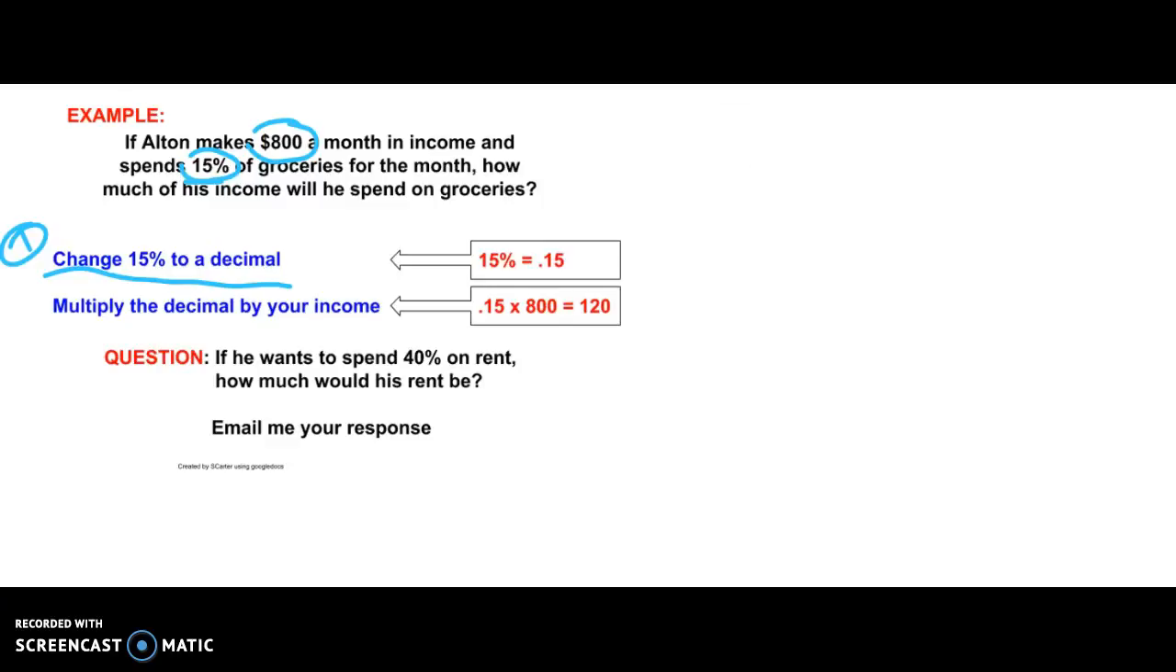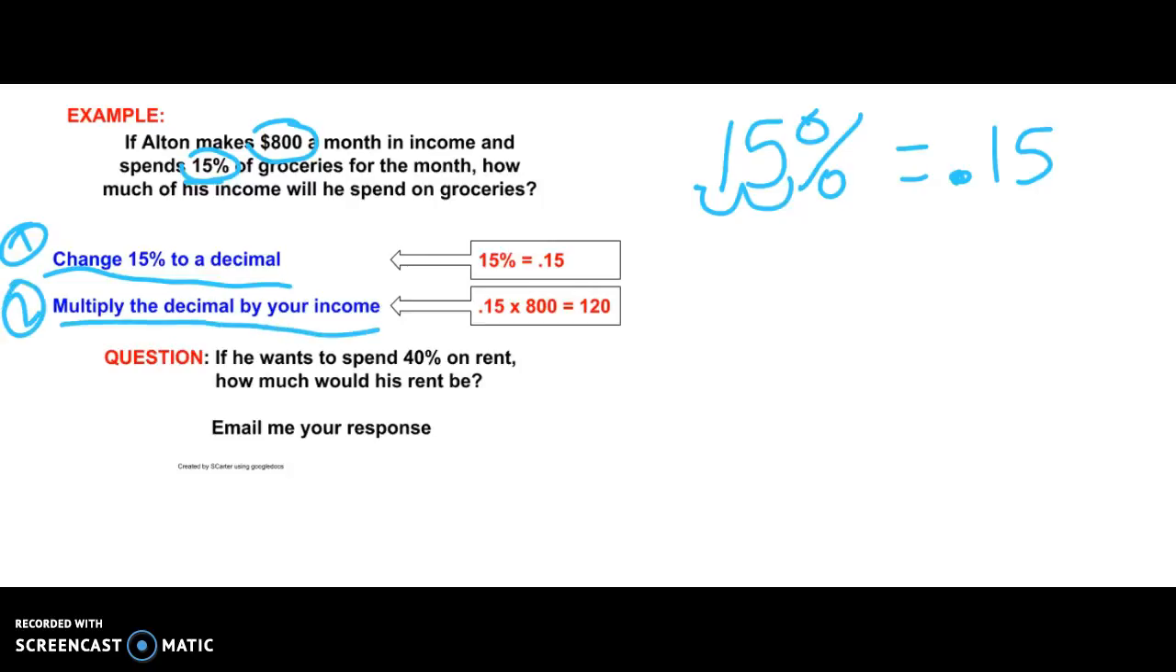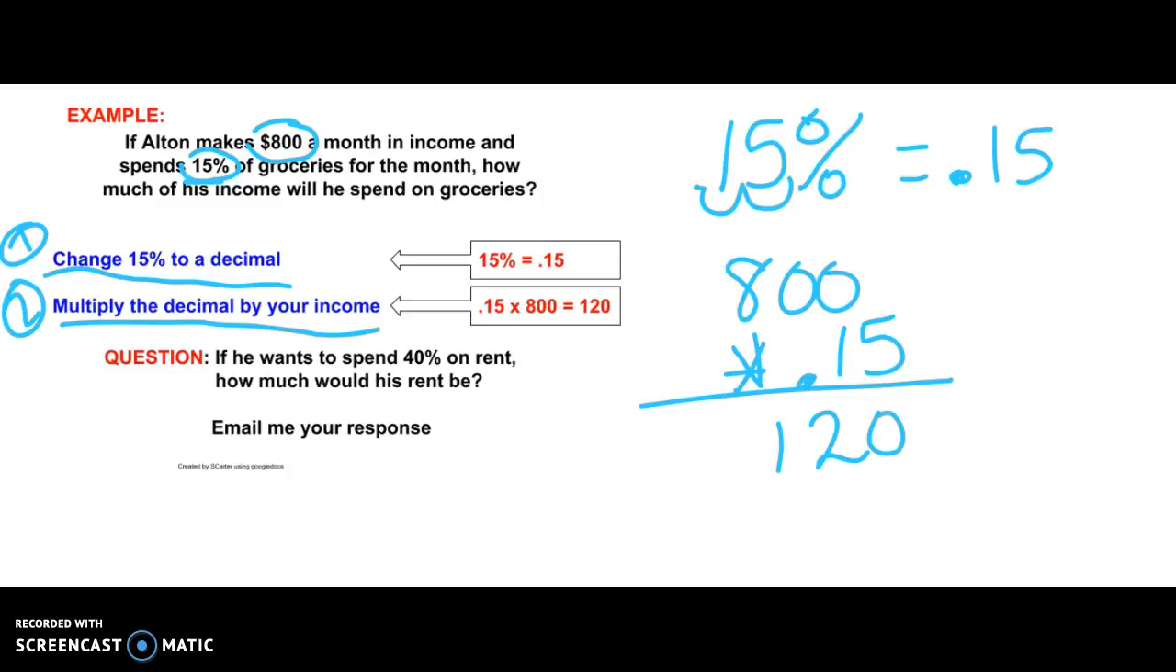Okay, so if we have 15%, just a second ago we said we would move that decimal 2 places to the left, and that would give us 0.15 as a decimal. The second thing we would do is to multiply the decimal by our income. So if we have $800 in income and we multiply that by 0.15, we will get 120. So Alton can spend $120 on groceries out of his monthly income.